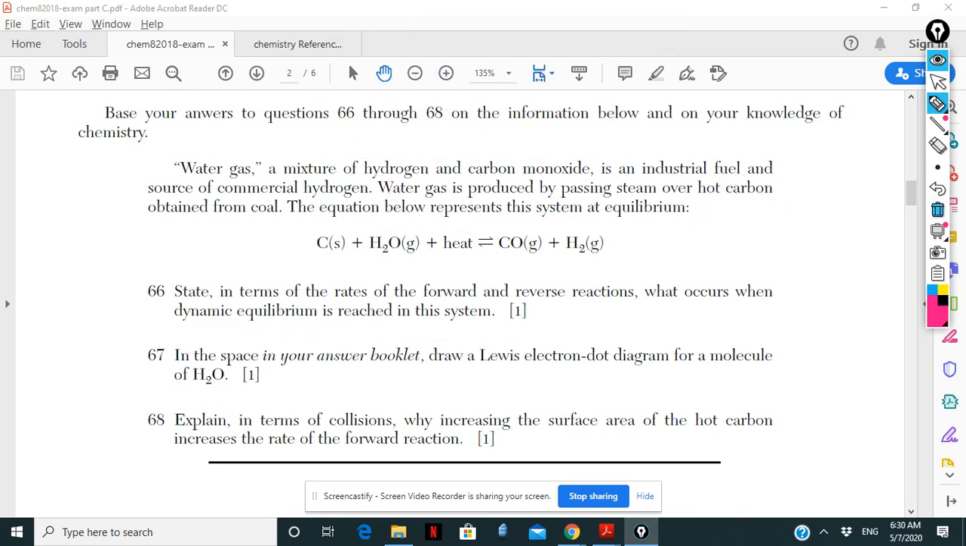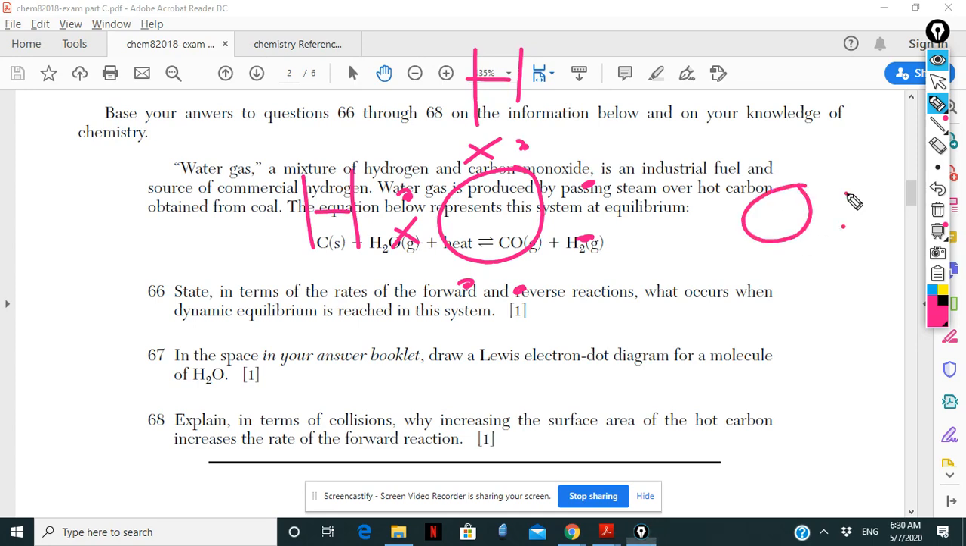Okay. Now, in your answer booklet, draw a Lewis structure electron dot diagram for H2O. So I have the oxygen attached to hydrogen. We know that the oxygen has 6 electrons in the valence shell and the hydrogen has 1. So that's going to be the structure. Or I can write it so that I replace the 2 electrons for the bond by the bond line.